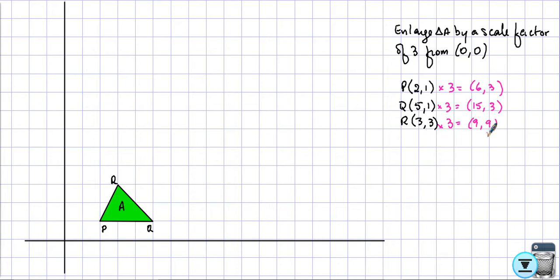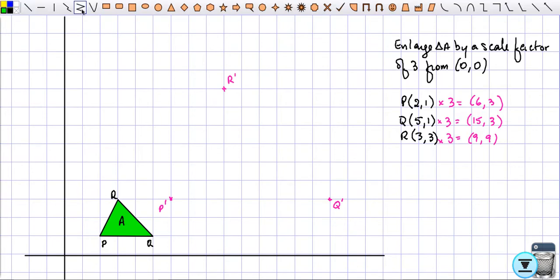I go and plot those. So it is 6, 3. First one. I've got 15, 3, 6, 7, 8, 9, 10, 11, 12, 13, 14, 15, 3. Second one. So this is my new P, this is my new Q, and R is 9, 9. So that is the new point R. So I've got now my enlarged triangle. I'm going to draw the triangle.